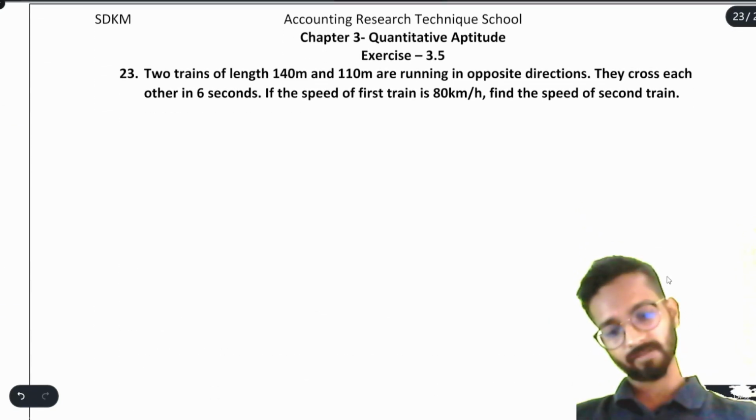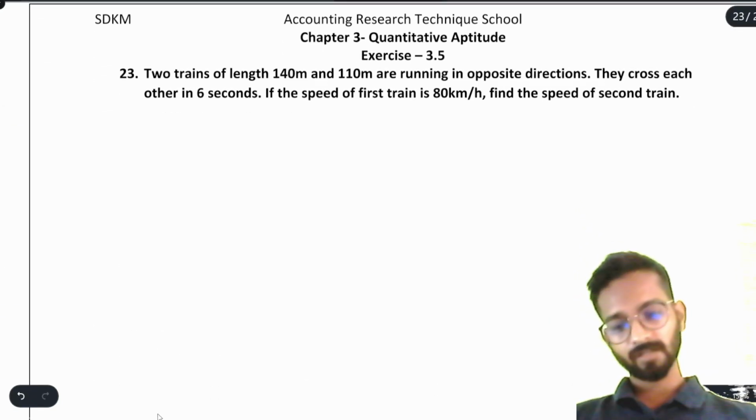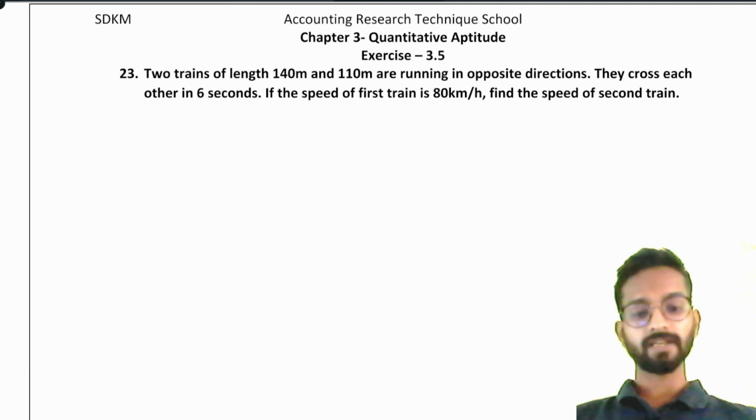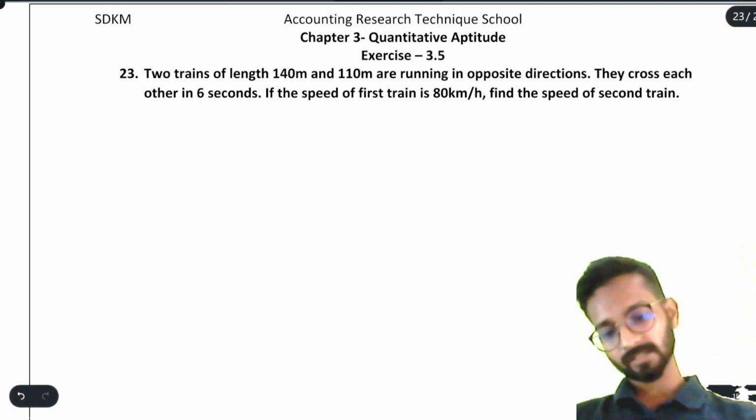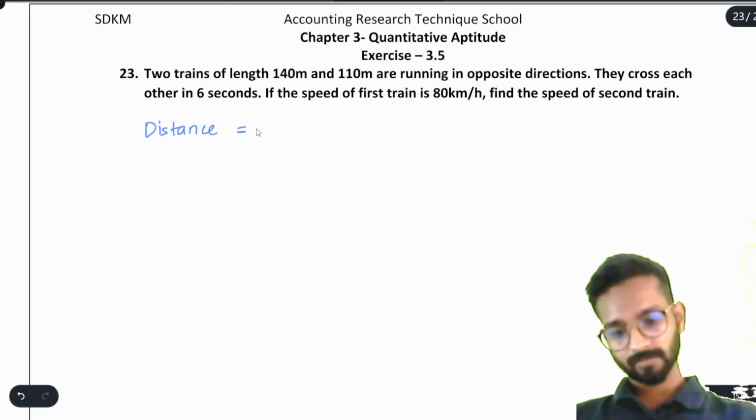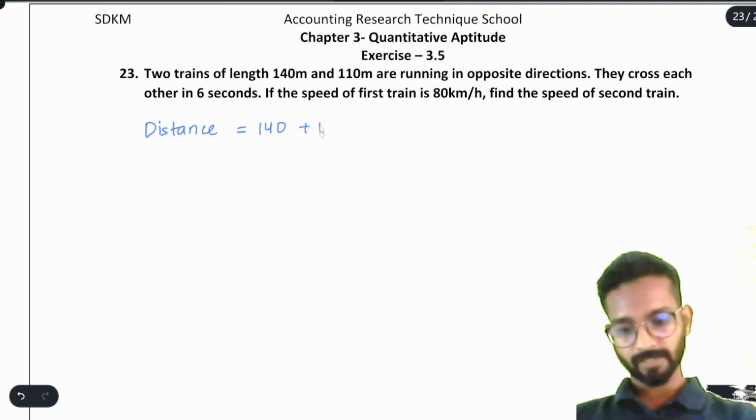Question number 23. Check. Two trains of length 140 and 110 meters are running in the opposite direction. They cross each other in 6 seconds. If the speed of first train is 80 km per hour, find the speed of the second train. Be very, very careful. Distance covered is 140 plus 110, that is 250 meters.